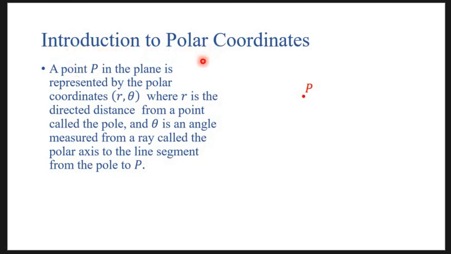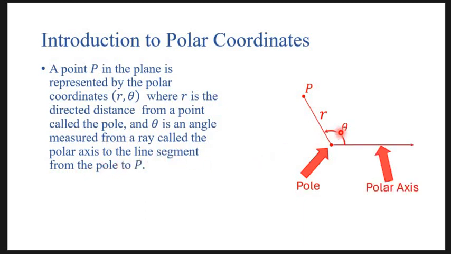Introduction to polar coordinates. A point P in the plane, like this one, is represented by the polar coordinates r, theta, where r is the directed distance from a point called the pole. So this would be the point called the pole, and we have r as the directed distance from that point. Directed meaning it could have a sign. And theta is an angle measured from a ray called the polar axis. So we have the angle theta measured from another ray called the polar axis.